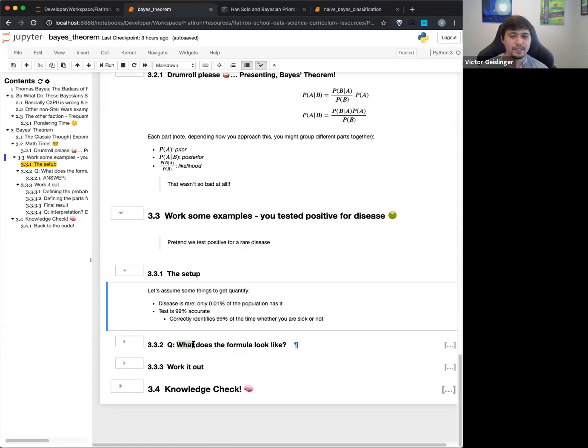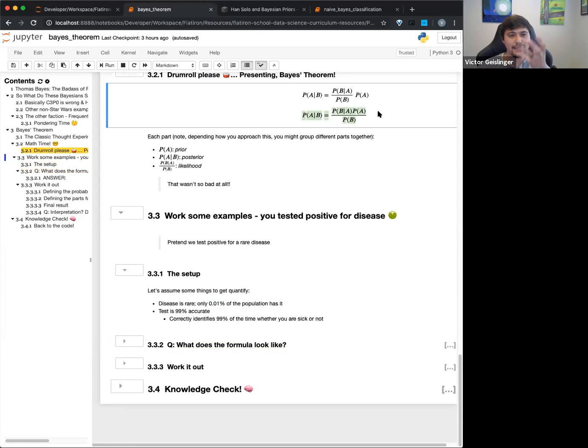So my question is, what does this formula look like? How would we formulate this one into here? I want you to think about it a second: this probability A, probability B, what are the different parts I would fill in for what I'm trying to look for, okay?